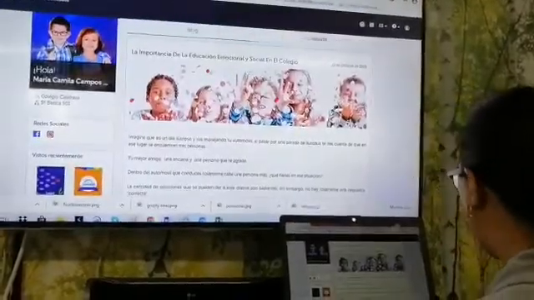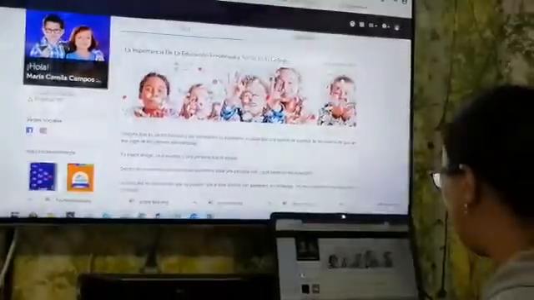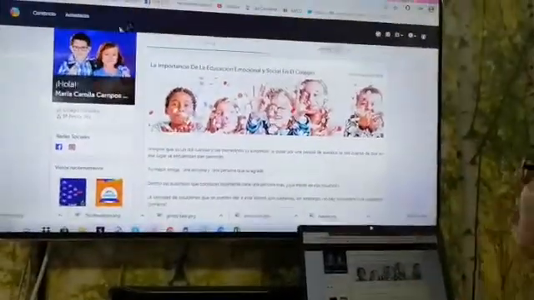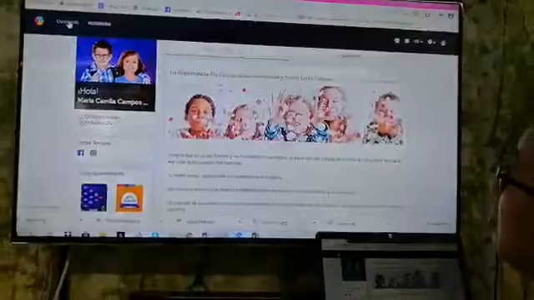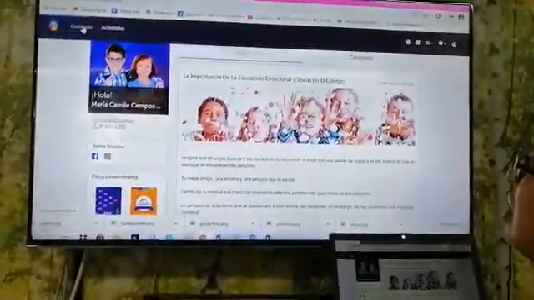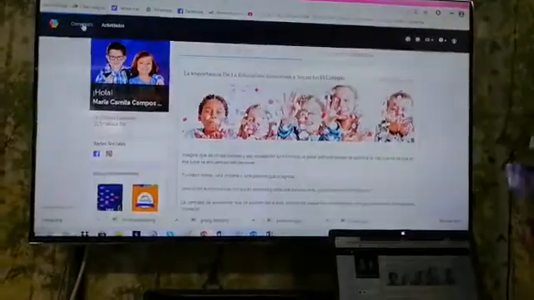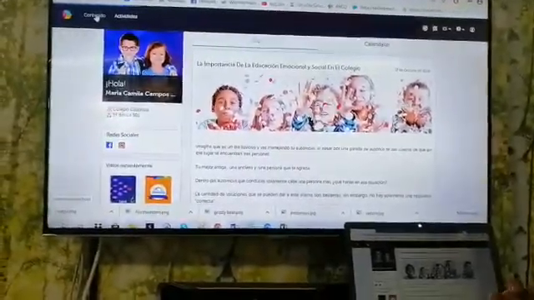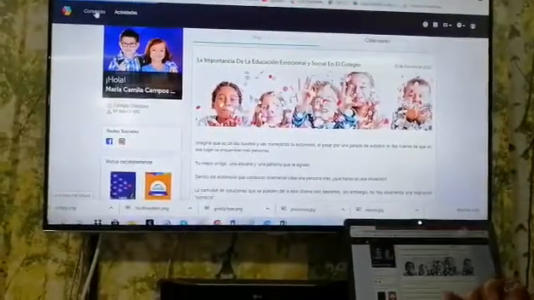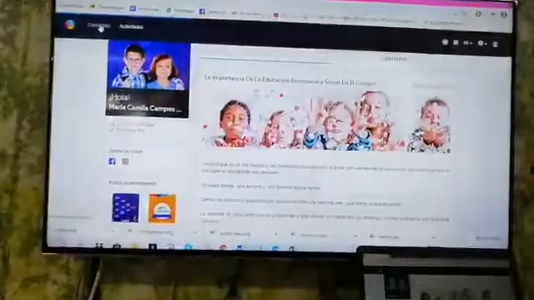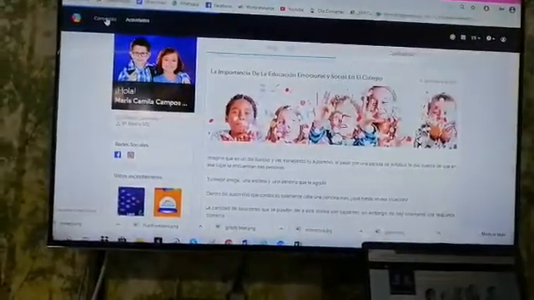And here is the platform. This is Maria Camila Campos, this is Maria Camila's platform. So you look for content. You click on content. Let's see if it doesn't take that much time as it took before. Then in the content you look for your book, and then for the lesson, and then for the page of the book. Let's see.